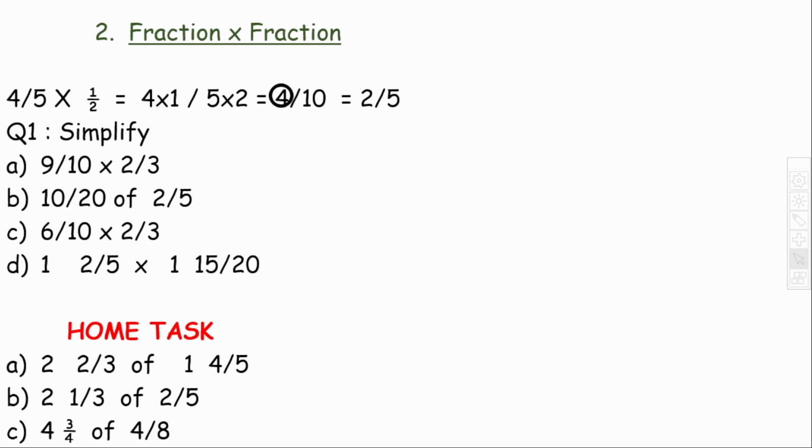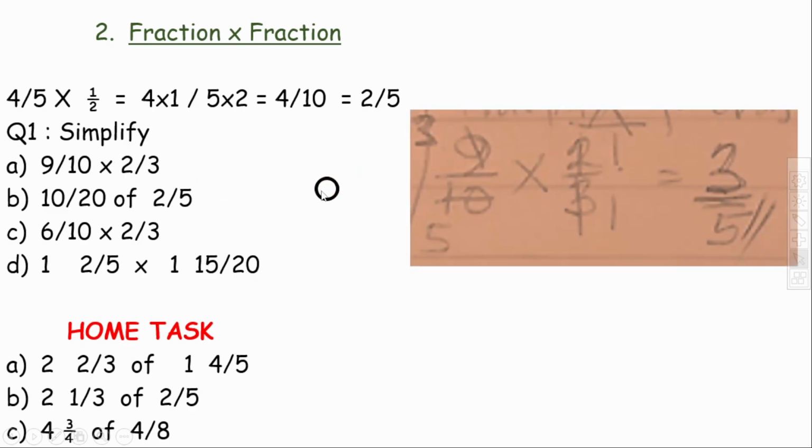So we can divide both the numerator and denominator by 2. 4 divided by 2 gives us 2. 10 divided by 2 gives us 5, so 2 all over 5. So this is the simplest form, 2 all over 5. Now let's work on a couple of examples here.